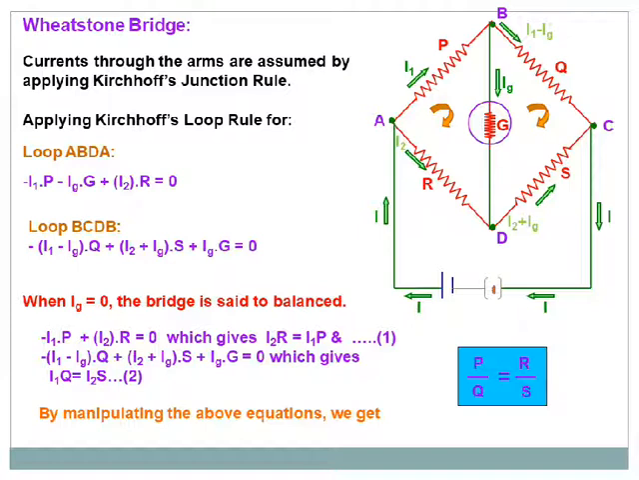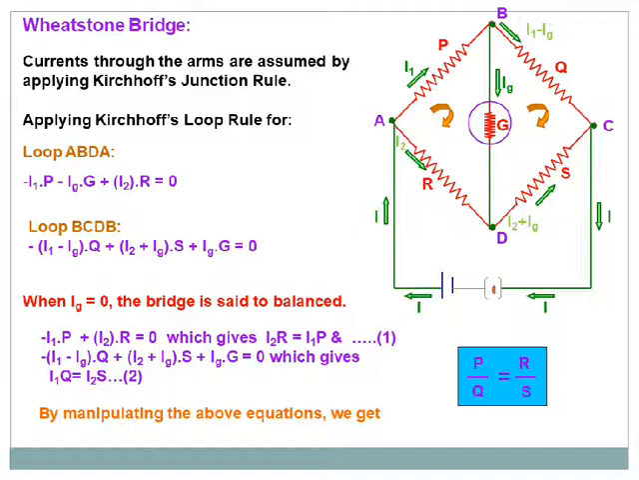Now, after dividing both, I2R by I2S is equal to I1P divided by I1Q. What can you get? I1 will get cancelled and I2 will get cancelled. You get the balancing equation as P upon Q is equal to R upon S. So this is nothing but the balancing equation for Wheatstone's bridge. I hope you got this.